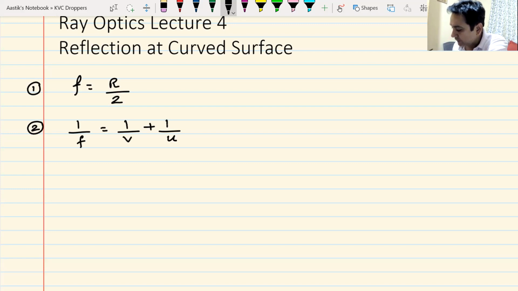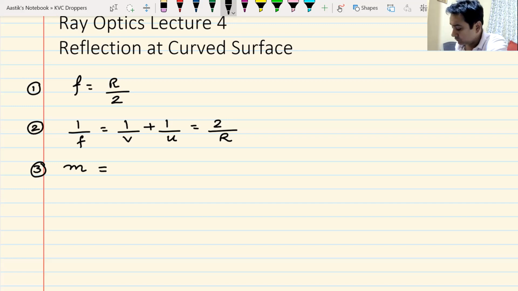Do we all remember this? Yes, sir. You can also write it as 2 by r. Yes or no? Yes, sir. We had also seen different variations of the same formula. You must remember the different variations. We had also seen what is magnification. Who is going to tell me what is magnification?